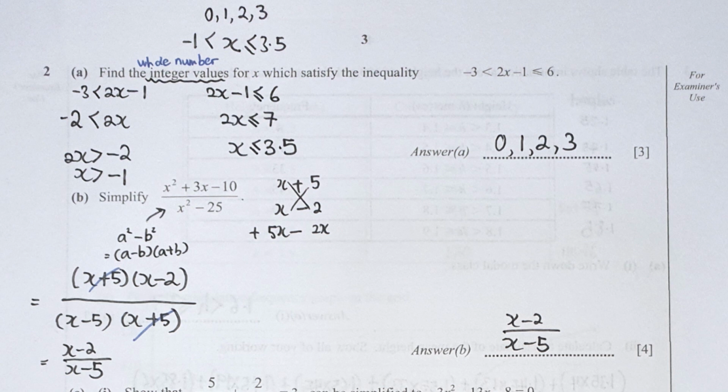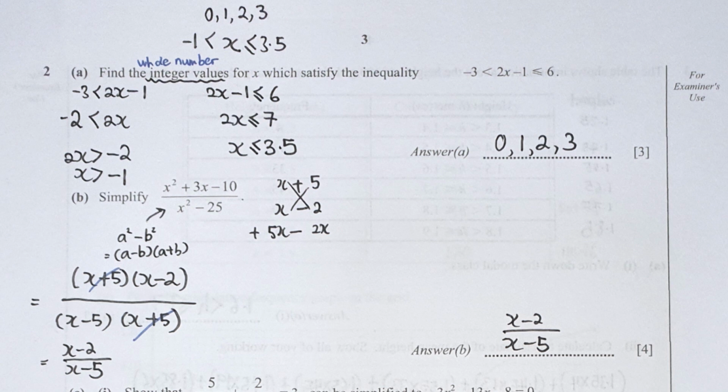Section B, to simplify this, first you have to factorize the numerator. x squared is x times x, 10 is 5 times 2. You cross multiply them, you get 5x and 2x. You're required to use these two values to fulfill the center requirement of positive 3x. Hence, I put plus 5x minus 2x. Then I break it down into two brackets: x plus 5, x minus 2.